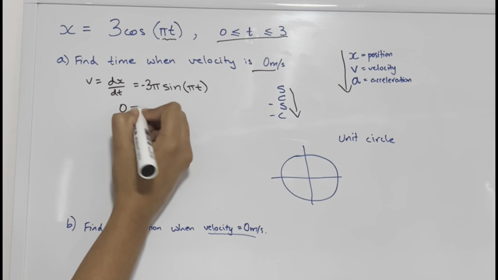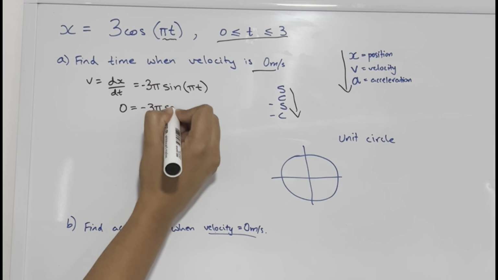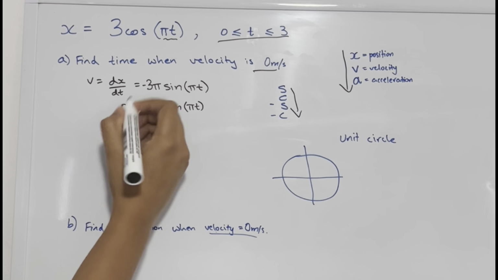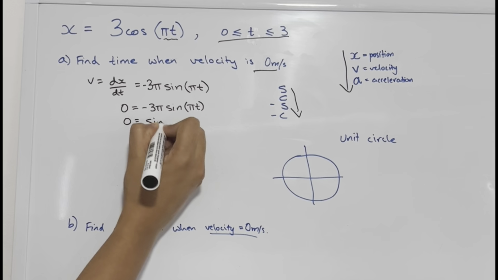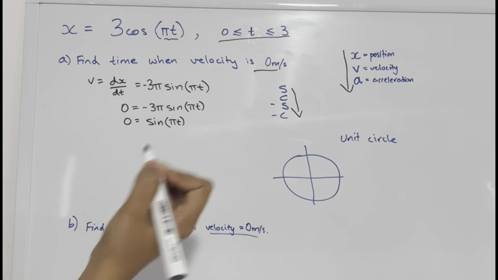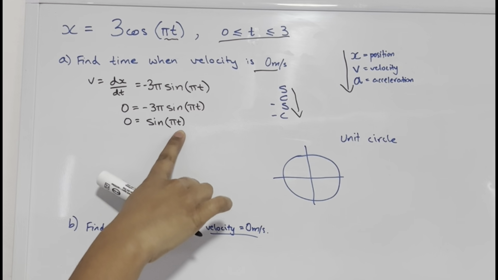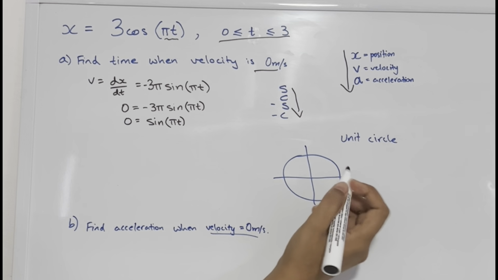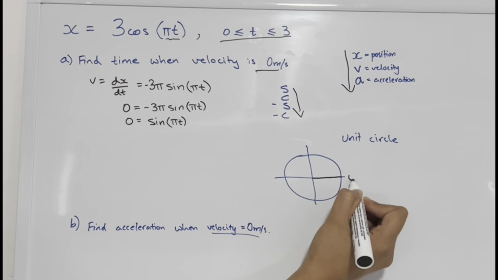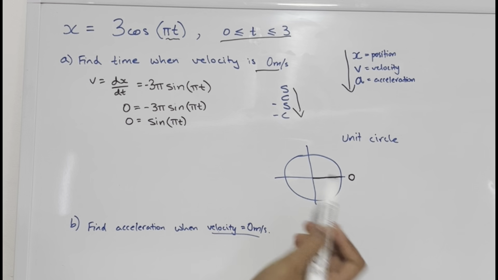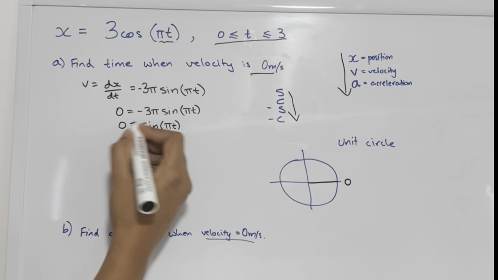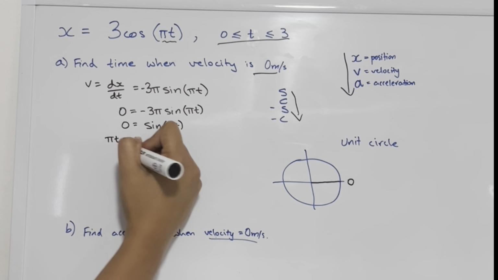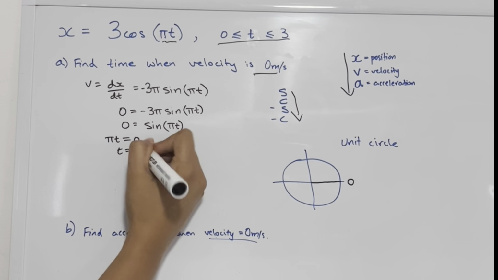Now we want to find the time when this equals 0. So we can let that equal 0. Now dividing by negative 3 pi, we're going to get 0 equals sine pi t. Now that's our angle. So we need to know at what angle on the unit circle does sine, or the vertical component, equal 0. So we can see here that when the angle is 0 degrees or 0 radians, that's 0. So for our first answer, we can say this is when pi t equals 0. And so that means t equals 0 seconds.